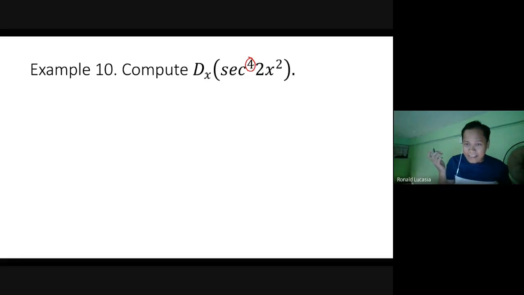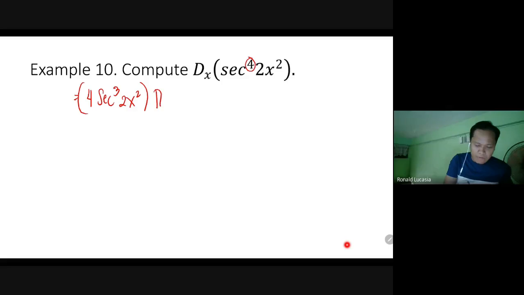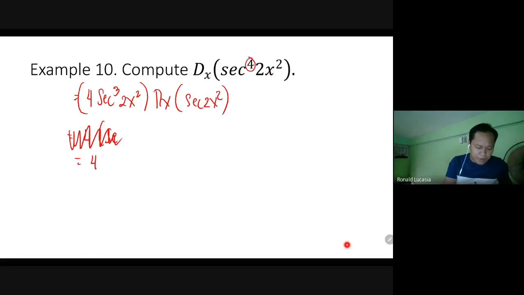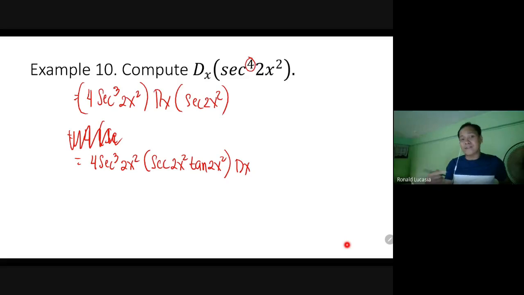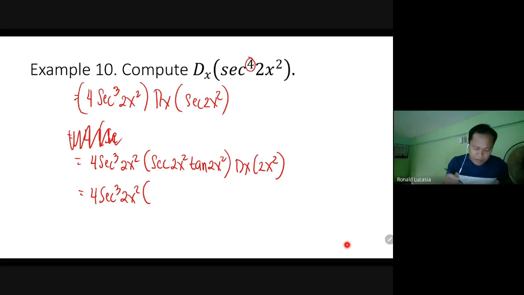So, here, let's answer this. The derivative would be, since that's secant to the fourth power of 2x squared, that will be 4 secant cubed of 2x squared, multiplied by the derivative of what's inside, which is the secant of 2x squared. Mali. This will be 4 secant cubed 2x squared multiplied by the derivative of secant 2x squared, that's secant 2x squared tangent 2x squared. Sinabi ko na dalawang beses ka magdi-derivative kasi yung secant 2x squared is a product. So you have to get the derivative of 2x squared back.